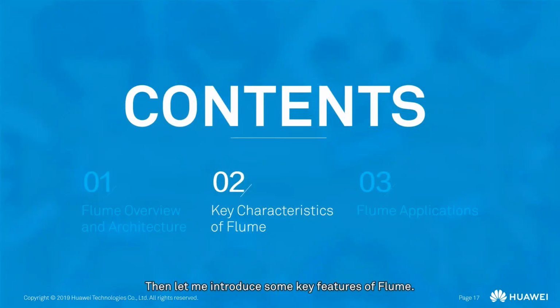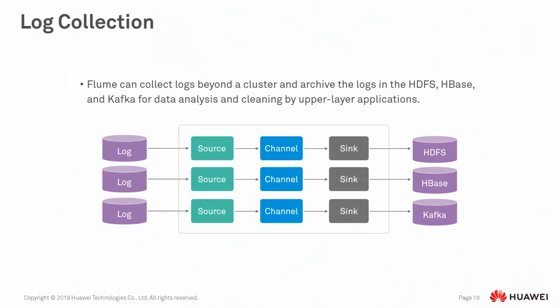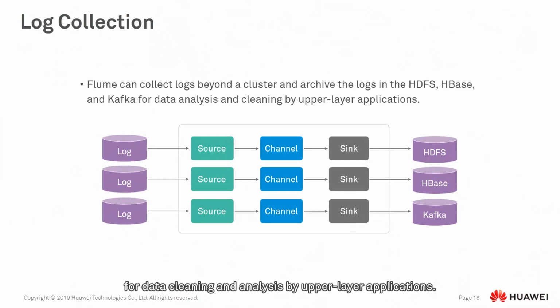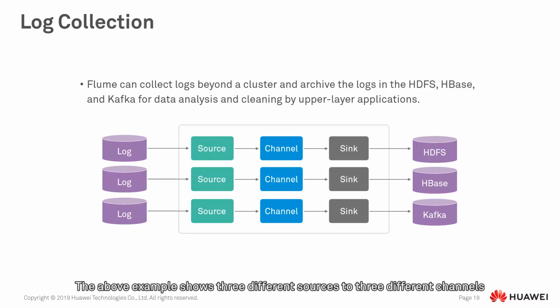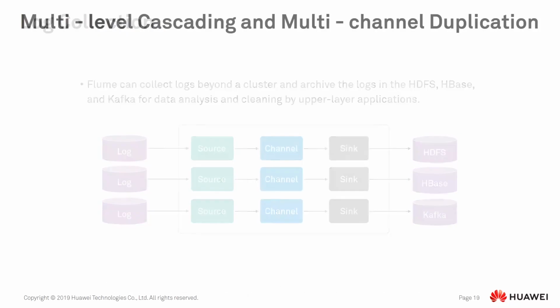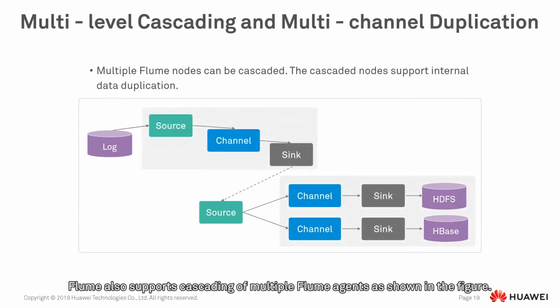Then let me introduce some key features of Flume. First, Flume can collect logs beyond a cluster and save the logs in HDFS, HBase, and Kafka for data cleaning and analysis by upper layer applications. Flume can be configured with multiple sources, channels, and sinks. The above example shows 3 different sources to 3 different channels, and finally sinks to different places such as HDFS, HBase, and Kafka. Flume also supports cascading of multiple Flume agents, as shown in the figure.